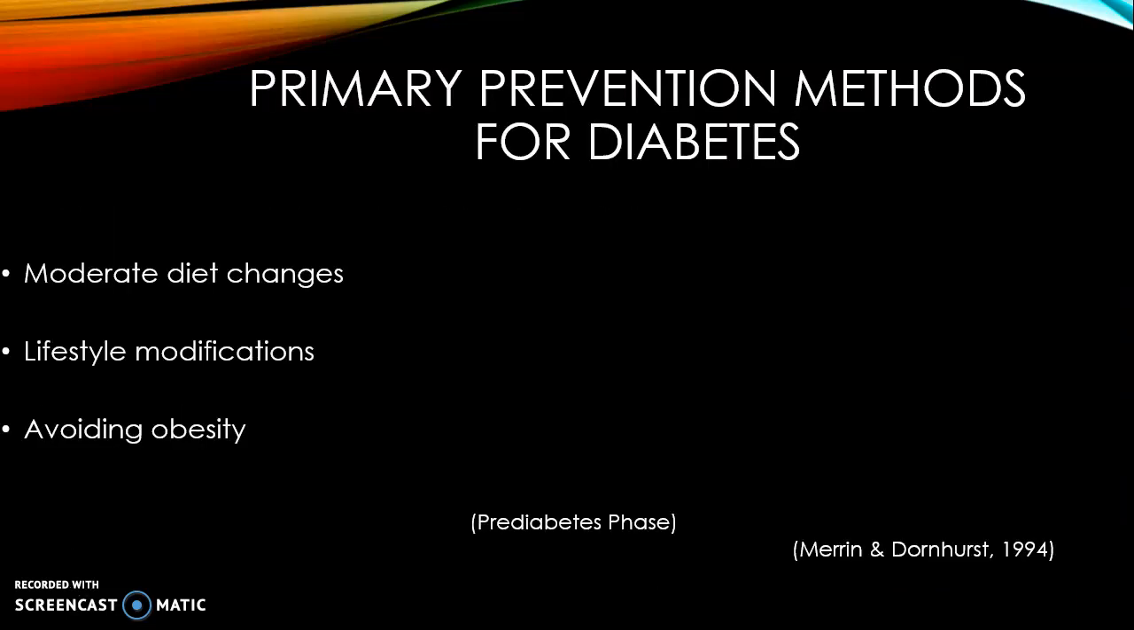Examples of primary prevention interventions for diabetics would include moderate diet changes, increasing exercise, refraining from leading sedentary lifestyles, and avoiding obesity. Primary prevention would occur during the pre-diabetes phase.